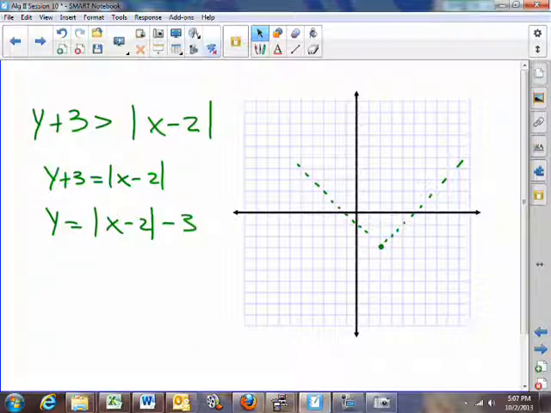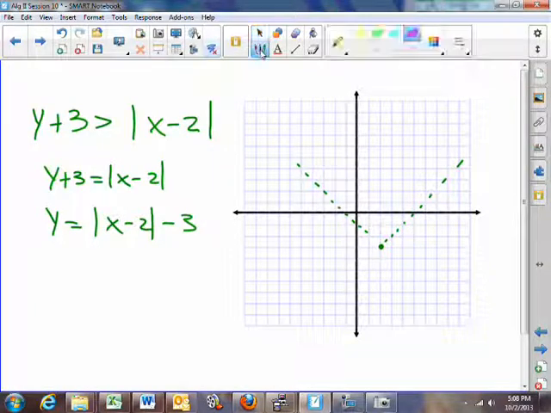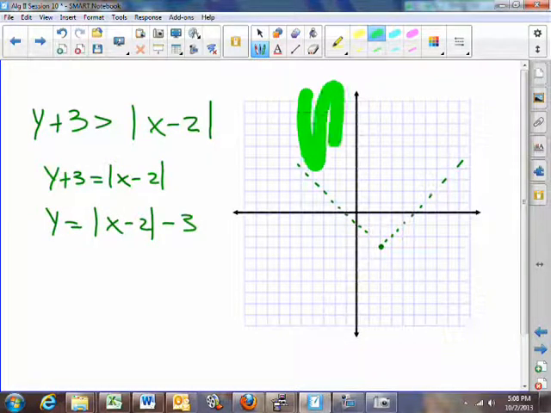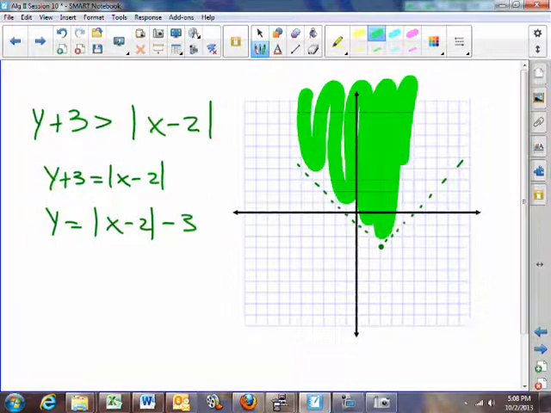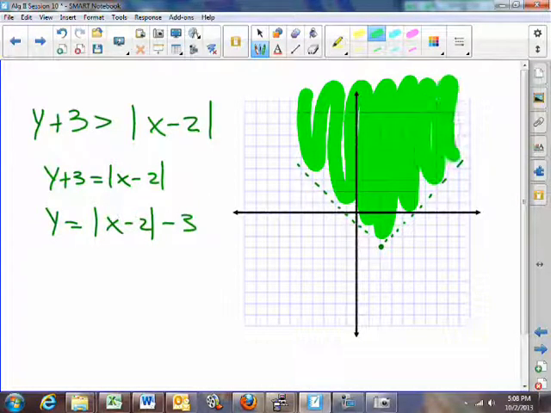Now, once again, the question is, which side of this dotted line, or dotted curve, do we want to shade? Well, it's pretty clear that 0, 0 is on the upper part of this dotted curve, so we could use 0, 0. And if we do, we put 0 in for y and 0 in for x, and we get 3 is greater than 2. And that is true, so that's the side we would want to shade in. So we shade this side right here, and that graph represents all the points that make that inequality true.